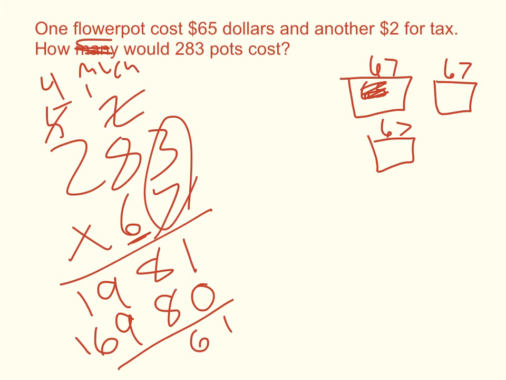Add that up. 16, 19, 18, and then a 1. So that would be 18,861. Let's check this with lattice.